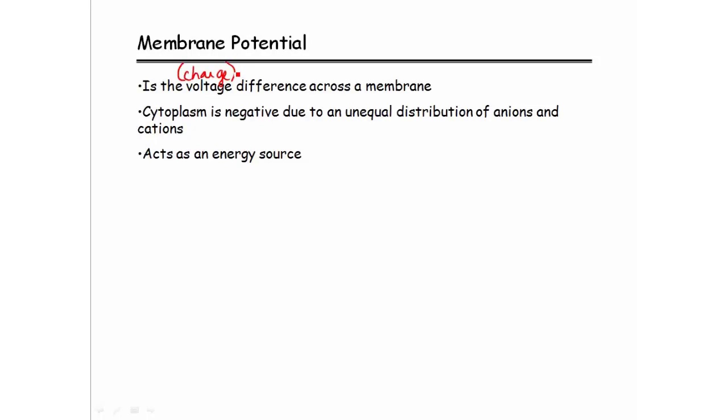Now, just like the concentration gradient causes molecules to move until they even out those concentrations, the membrane potential is going to cause molecules to move in a way so that they become neutral on the two sides of the membrane. So we say that this does act as an energy source because molecules want to move to get to that neutral point.